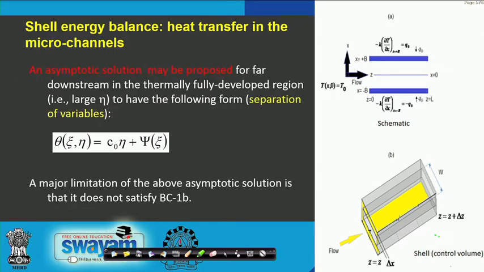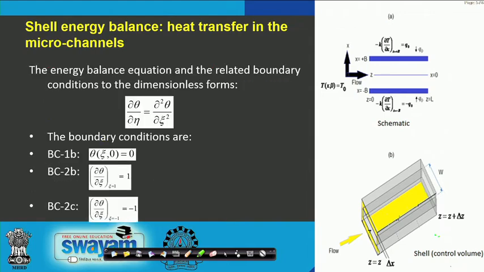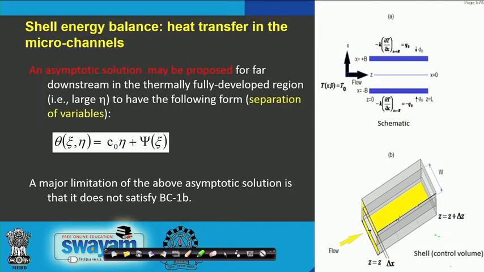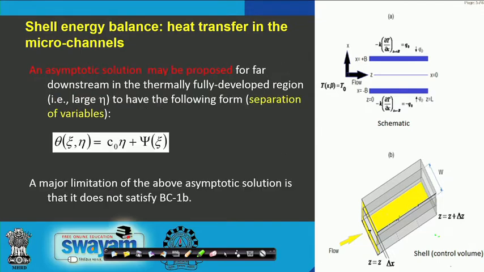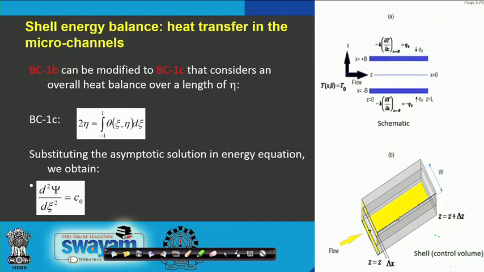But one problem with this asymptotic solution, as I go back, is that the first boundary condition, BC1b, cannot be satisfied by it. So, we have to modify boundary condition 1b to boundary condition 1c, based on the overall heat balance at the length of eta.